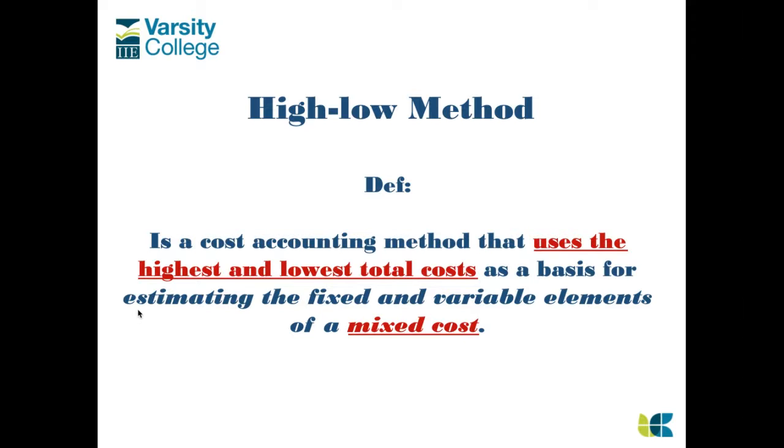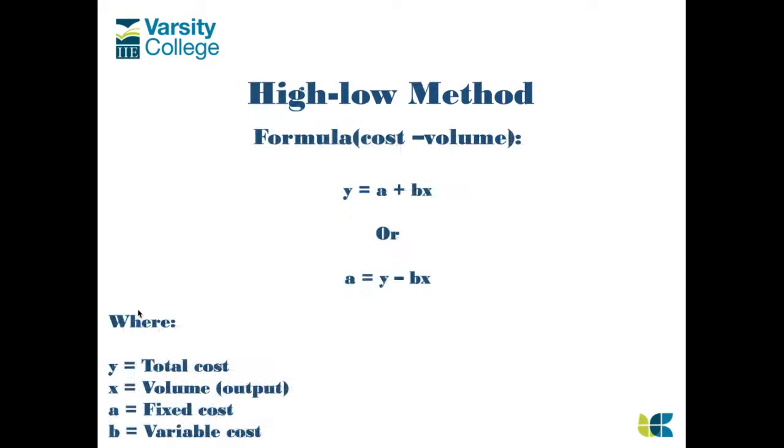We don't know what the fixed portion is, we don't know what the variable portion is. But by using the high-low method, we're trying to establish what those fixed and variable portions of the cost are. Right. And then here they're just showing us the formula.